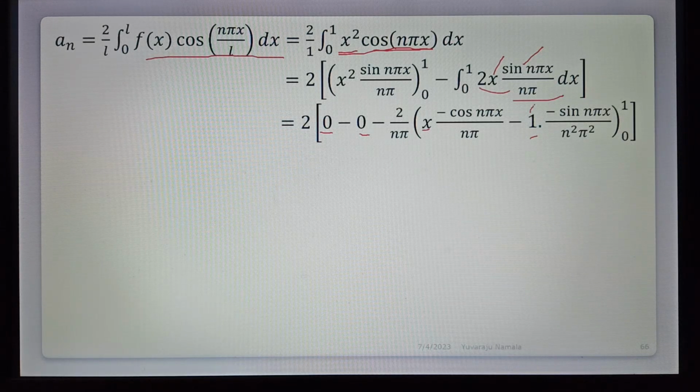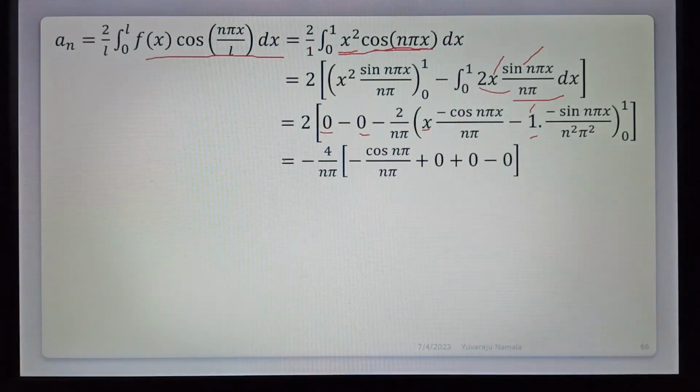Again 1 is a constant, 2 times integration of sin is minus sin n pi x by n square pi square. Now substituting the limits, here 2 into minus 2 by n pi, that is minus 4 by n pi. Here upper limit x is equal to 1, minus cos n pi by n pi plus this sin n pi is 0. Next lower limit x is equal to 0, that is 0, next sin 0 is 0. Simplification is 4 by n square pi square into minus 1 power n. This is the an value.